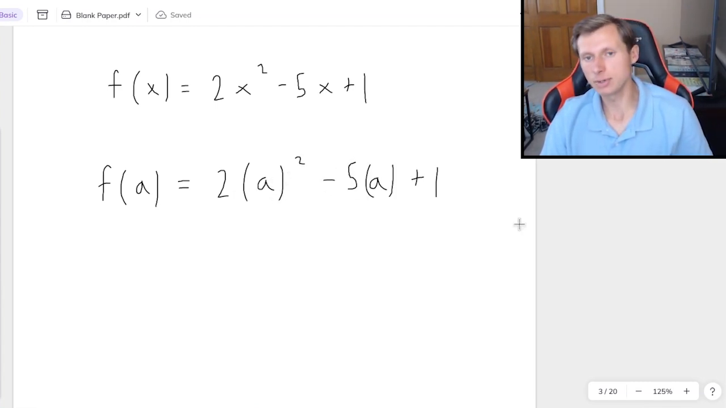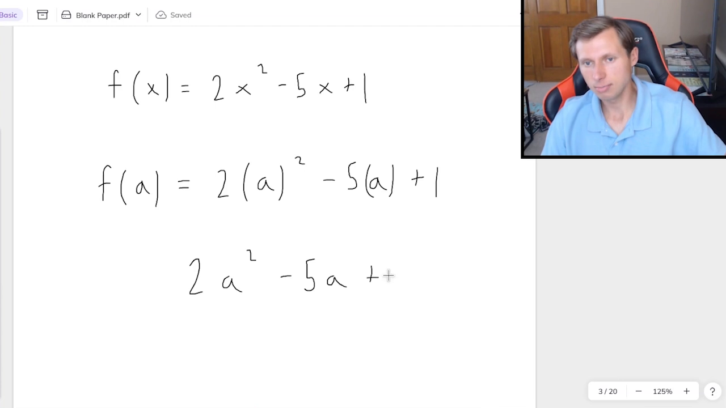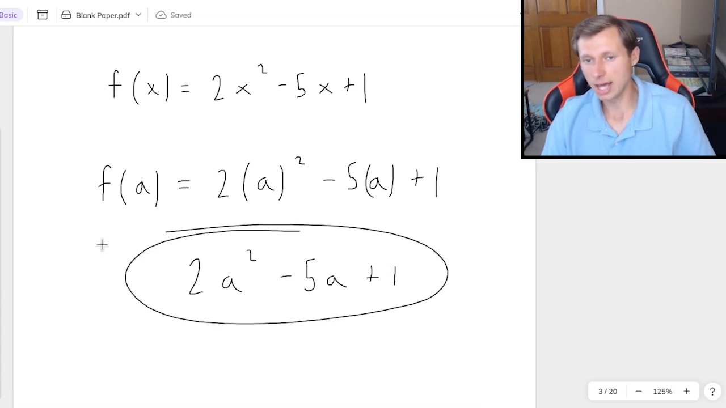The only difference now is what I do from here. In general, I can't do too much simplification with the a, so all I can really say is the first term is going to be 2a squared, and then minus 5a, and then plus 1. And that's what we would say. This is my final answer. This is 100% correct. And no, you cannot reduce this or simplify this.